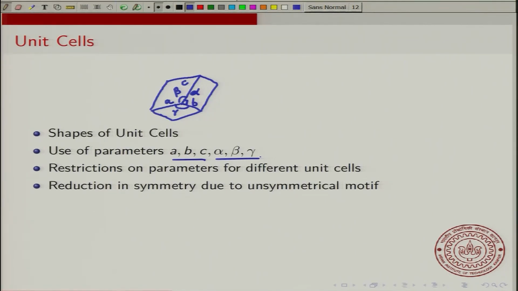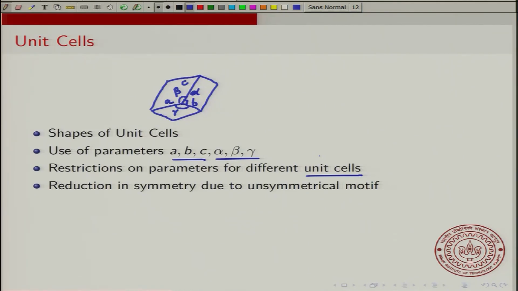Now, what we said is that for different crystal systems you have different unit cells, and these unit cells are specified by restrictions on the parameters. Again, what is important is that these are unit cells of crystals, and they just contain these parameters A, B, C, alpha, beta, gamma. So in some sense it tells you what the parameters of this repeating unit are.